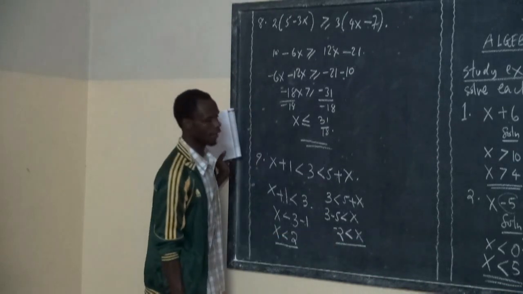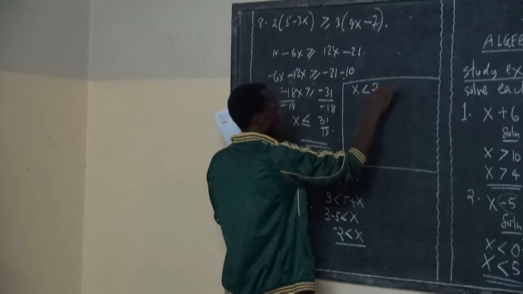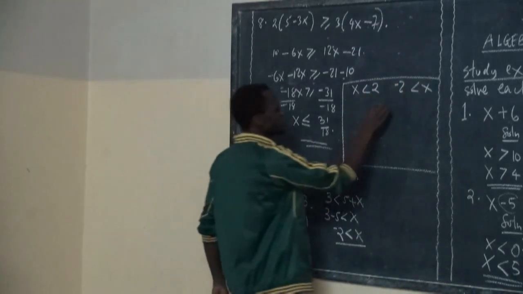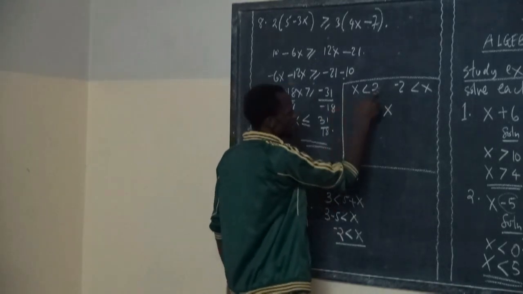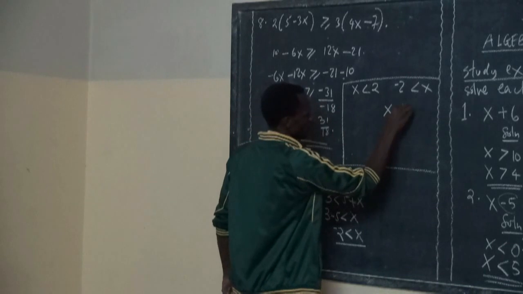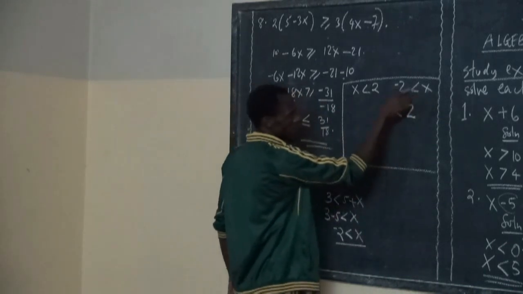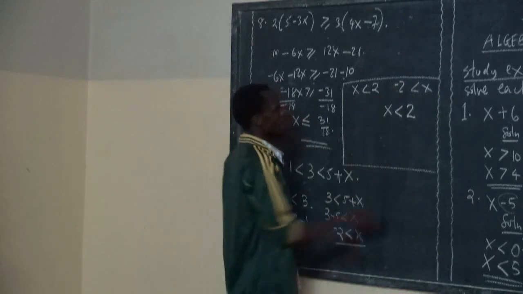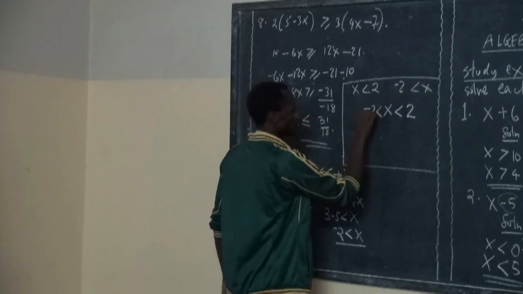How do we compare? We have said x is less than 2, and negative 2 is less than x. Now x is written between them. You write on the other side, x is less than 2. But x is greater than negative 2. Now we say x is greater than negative 2.